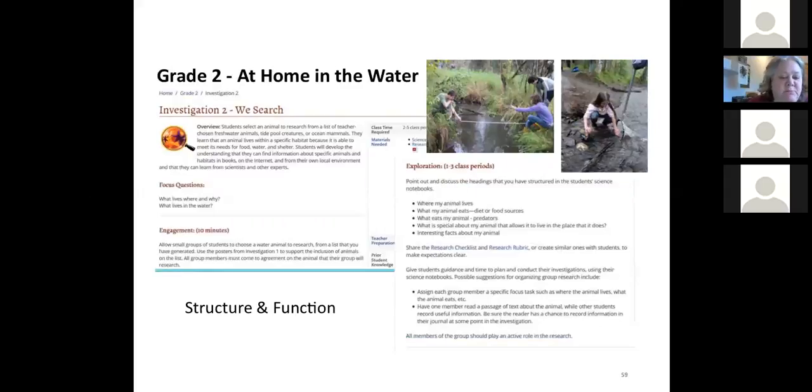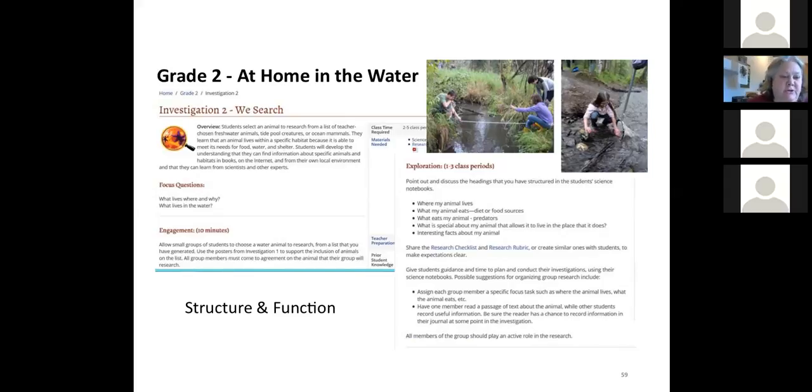Grade 2 explores who lives where and why. So in the first investigation, your students can go out and explore habitats, and if you have a stream nearby, this is a great field trip opportunity and can incorporate a lot of what you learned about today.